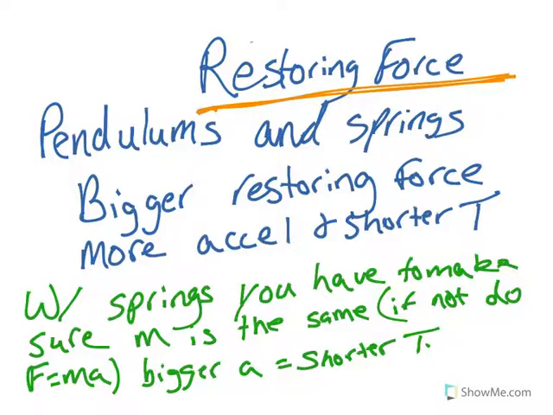So the restoring force is in pendulums and springs. The bigger the restoring force, the more acceleration and the shorter the period. The restoring force is what's getting it back to equilibrium. So the bigger the restoring force, the shorter the period is. With springs, you have to make sure m is the same. If m is not the same, then you're going to do F equals ma to figure out which one has a bigger restoring force.